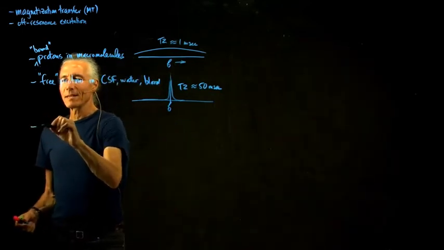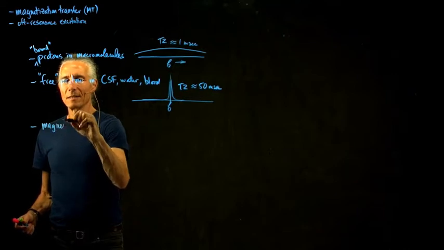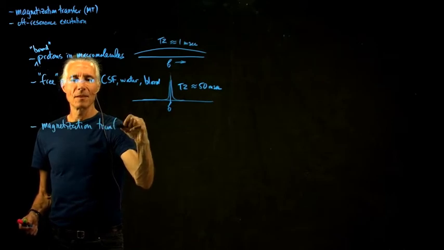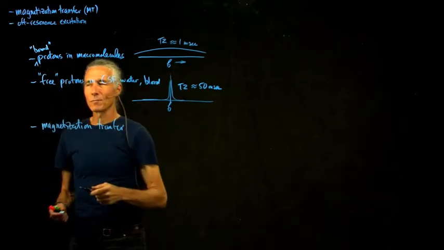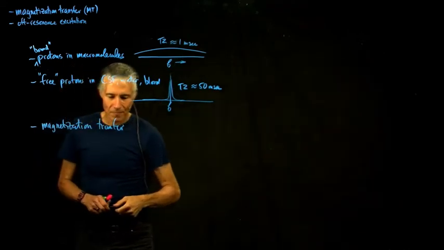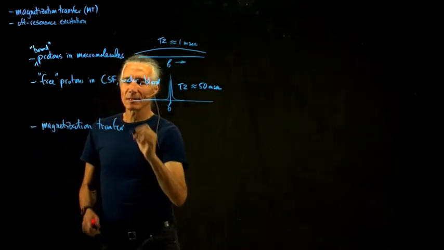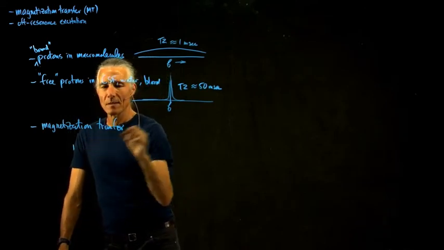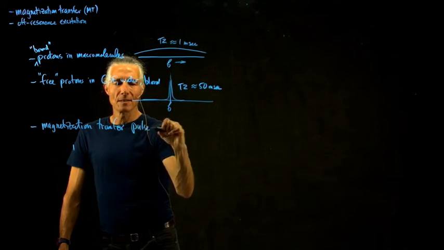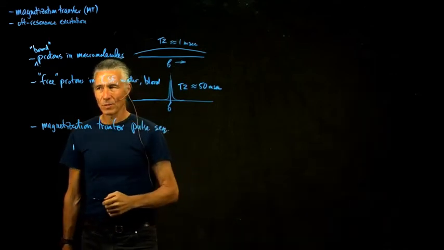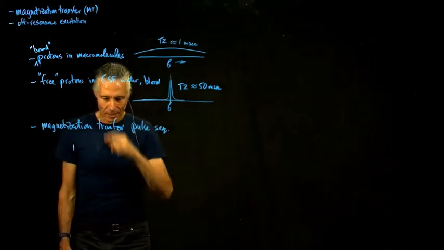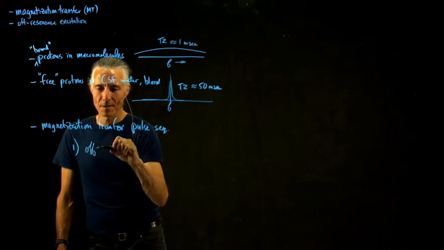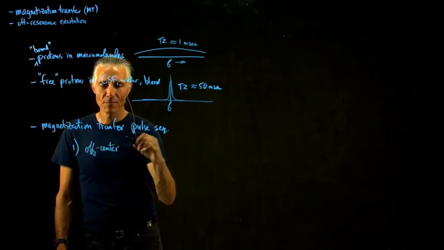So basically, what is magnetization transfer? Well, you can imagine it's basically just transferring some kind of magnetization from these invisible ones to the visible ones. So how does this work? A pulse sequence that will show you magnetization transfer effects starts off with an off center, off resonance pulse.